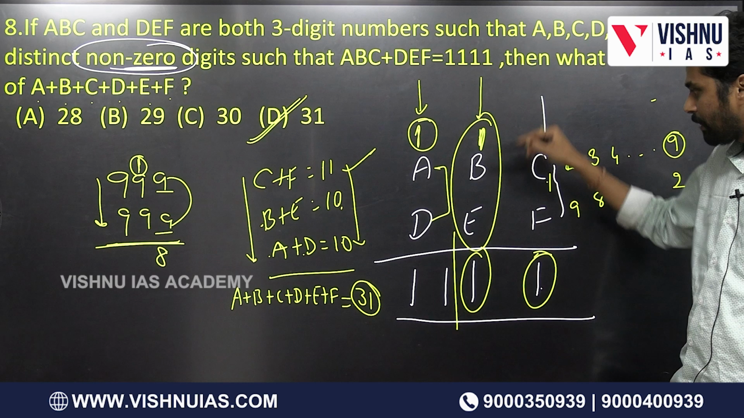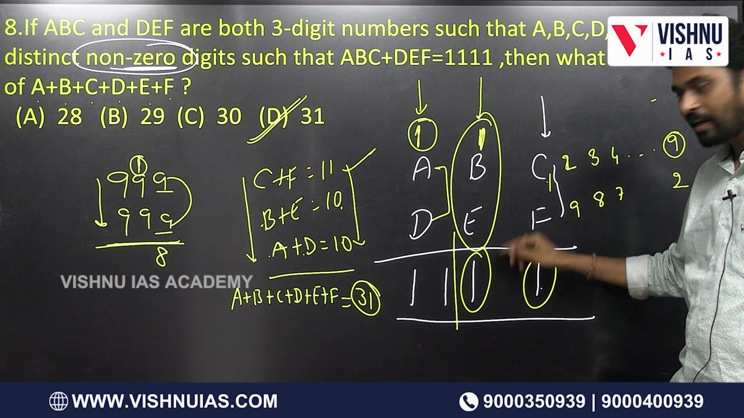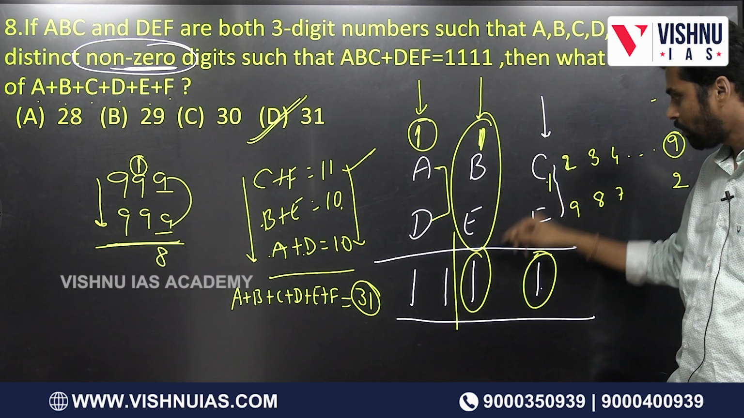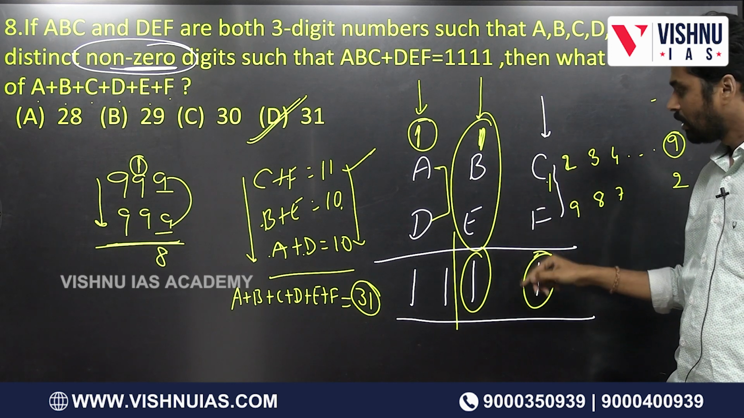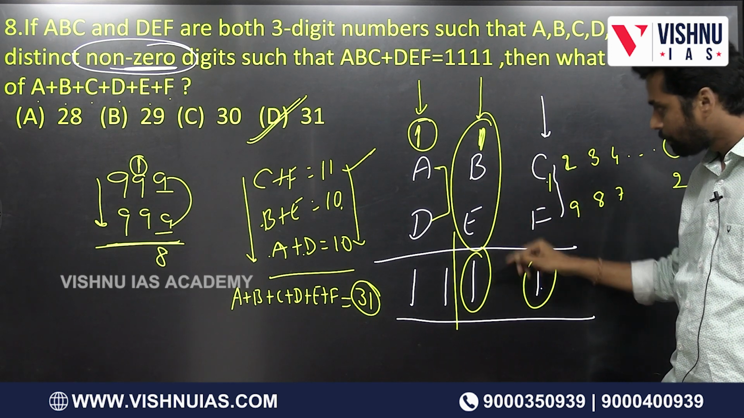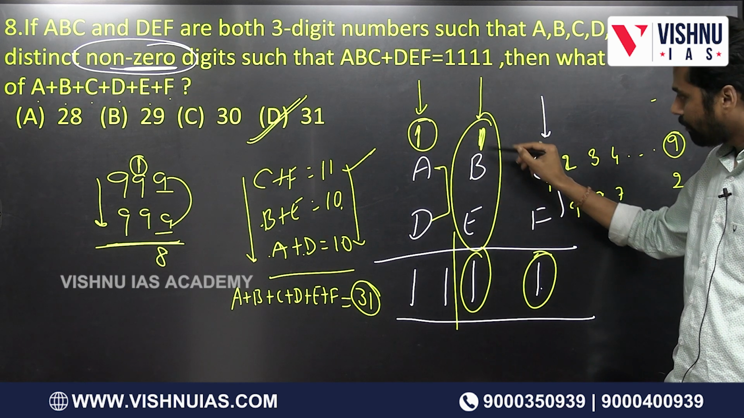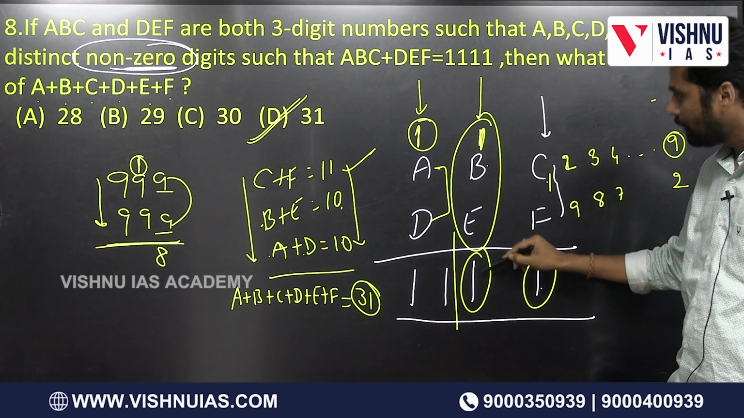So now 1 plus B plus E should be 1, but again we don't get 1, because in order to get 1, we'd have to make one of these values 0. So that's why again this sum should be 11. So 1 plus B plus E should be 11.